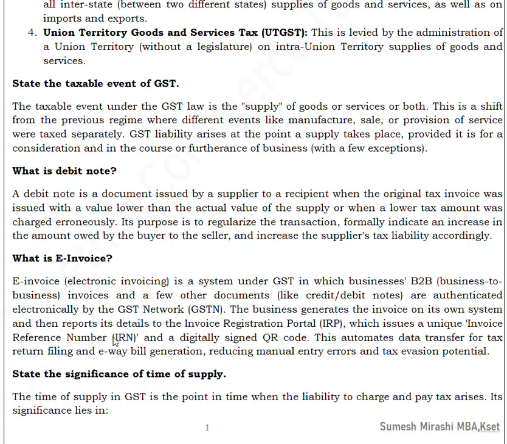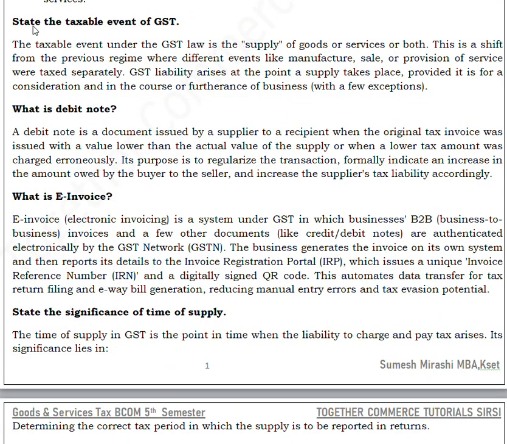services. The third important question is, state the taxable event of GST. The taxable event under GST law is the supply of goods or services or both. This is a shift from the previous regime where different events like manufacture, sale or provision of service were taxed separately. GST liability arises at the point where supply takes place, provided it is for a consideration and in the course or furtherance of business, with a few exceptions.